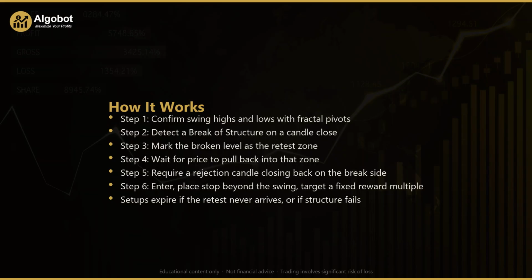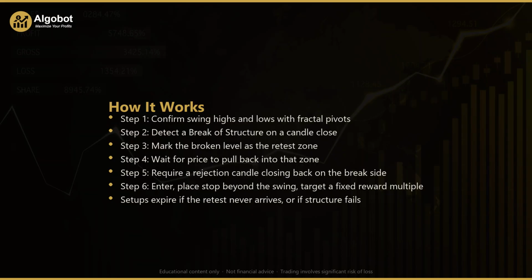Next, the strategy detects a break of structure. For a bullish setup, the most recent closed candle must close above the last confirmed swing high. For a bearish setup, it must close below the last confirmed swing low. When this happens, the EA arms a pending setup. It records the broken level as the retest target, it remembers the origin of the impulse leg, and it measures the size of that leg, because several calculations are scaled to it.